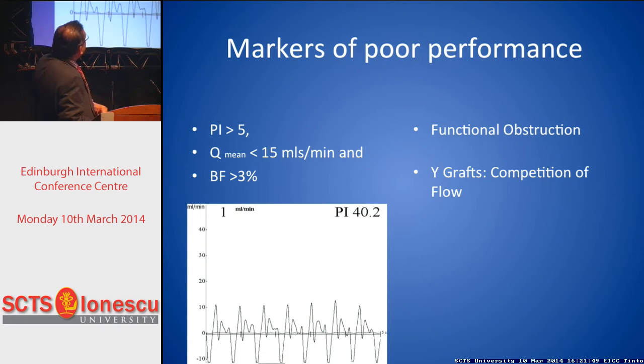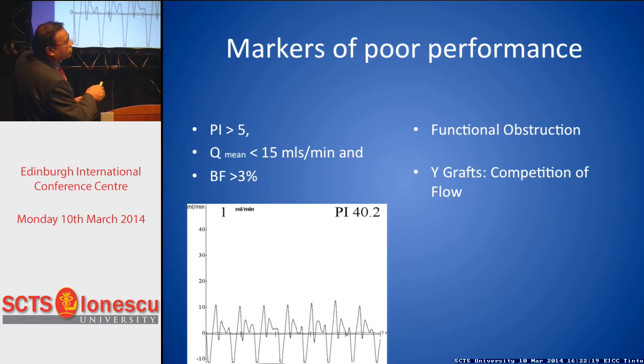If you have a combination of a high pulsatility index, a mean flow less than 15 mils per minute, and a backward flow more than 3%, as you can see in this particular graph, the chances of having problems are very high. And in this particular scenario, even though the Qmax is in the 10 range, just because the backward flow is so high, the numerator in the pulsatility index calculation would be very high, and therefore you'll have a high pulsatility index.